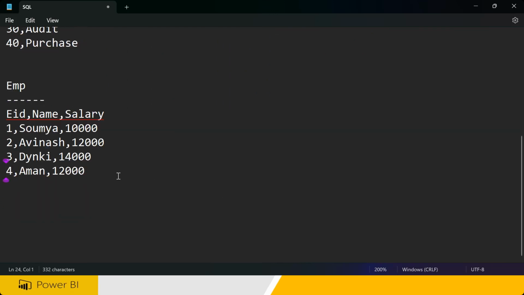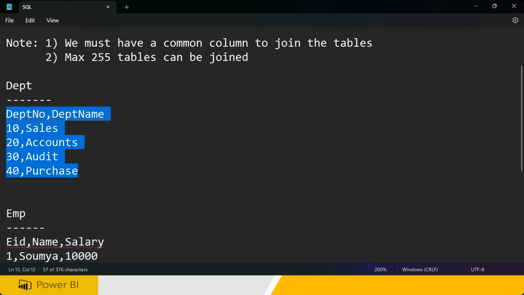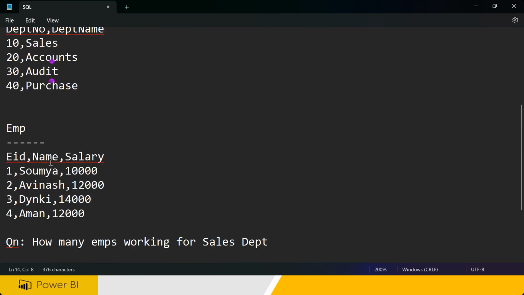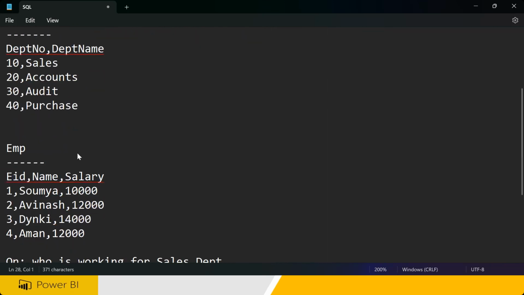Now, the first question, somebody asked, by looking at the data, I wanted to know how many employees are working for the sales department. Can you answer this question? You have the data. I wanted to know how many employees are working or who is working. Simply, how many or who is working for a sales department. Can you tell me who's working for the sales department? Do you have any clue?